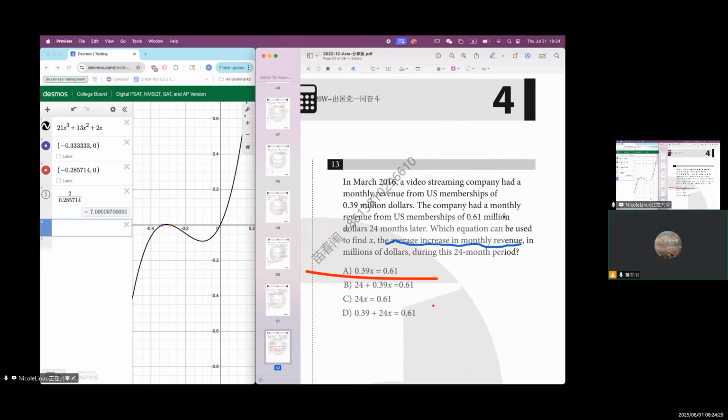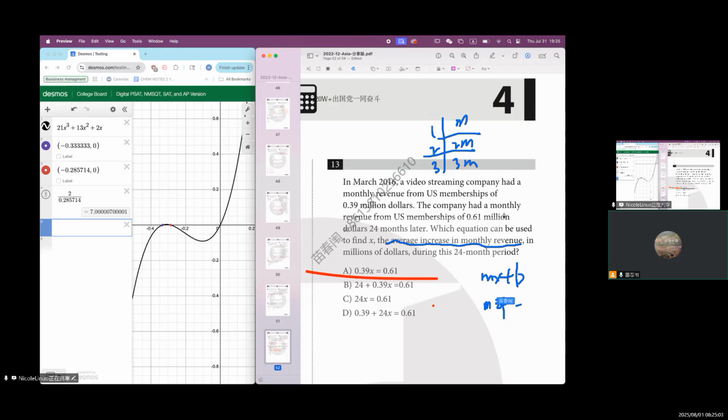So they said during 24 months, which means, let's say I don't really know the slope, right? Mx plus b, slope unknown. So slope is m, and the time is 24 months. Every month, 1 month is m, and 2 months is 2m, 3 months is 3m. 24 months, 24m, right? Does that make sense?